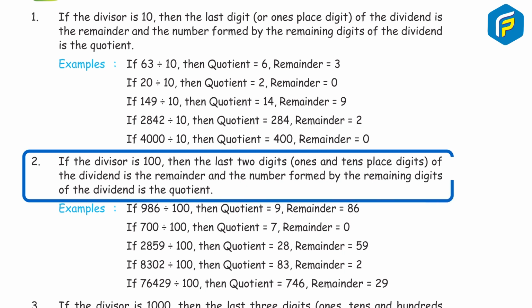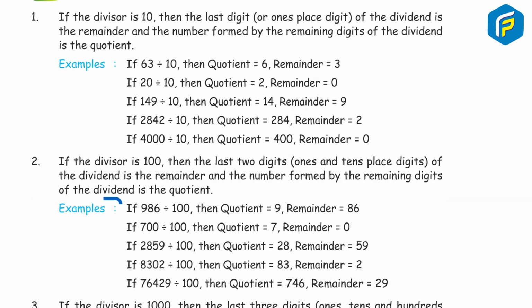2. If the divisor is 100, then the last two digits, the ones and tens place digits of the dividend, are the remainder and the number formed by the remaining digits of the dividend is the quotient.